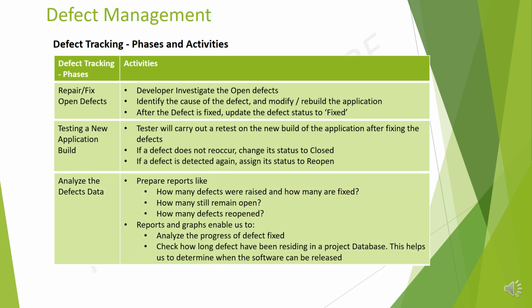Next, the defect tracking phase is analyze the defect data. Here, the team will prepare reports like how many defects were raised and how many are fixed, how many still open, and how many defects are reopened. Similarly, reports and graphs will enable us to analyze the progress of defects fixed and check how long the defects have been residing in the project database. This will help us to determine when the software can be released.